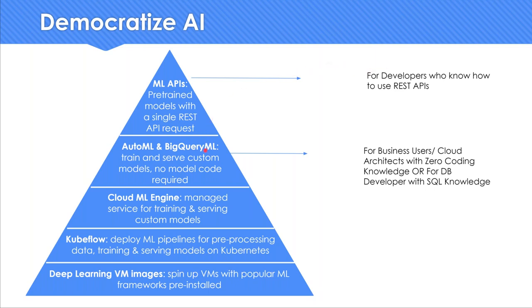If you are a DBA or a database developer with some SQL knowledge, you can also write something in BigQuery ML. The advantage of BigQuery ML is that the data stays in BigQuery itself. You run machine learning and do the prediction. Going back to our IoT core example, BigQuery ML could have been a good choice.